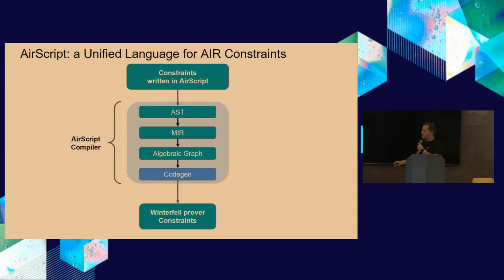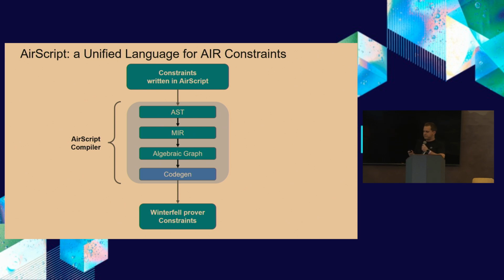But let's take, for example, Winterfell. You give it the AirScript code, and it's going to generate Winterfell constraints directly. So the day Winterfell updates the library, you don't have to rewrite all the constraints. You don't have to re-audit them. You got them audited once, you just recompile them.